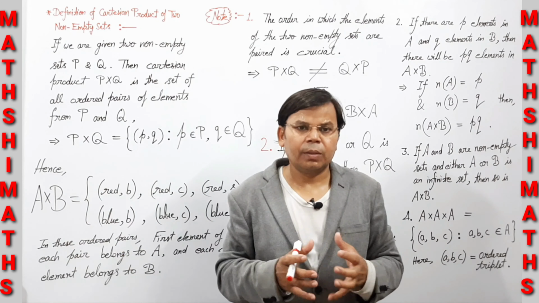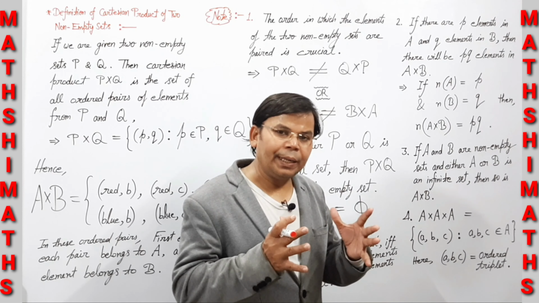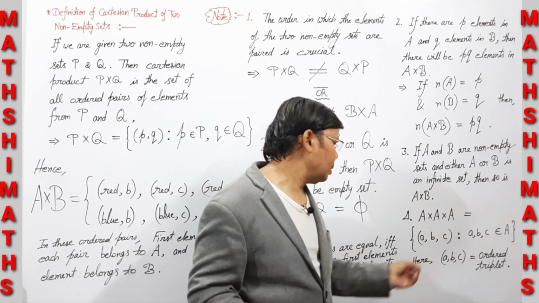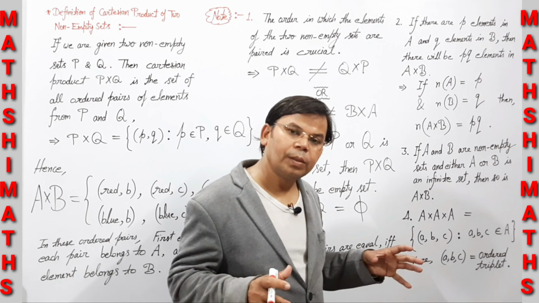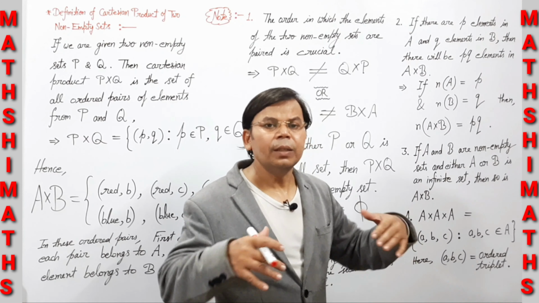If the given set is A, then the Cartesian product of A, A, A will be written in set builder form like this: the set of all A, B, C, which is the ordered triplet. So we can say that it is the set of all ordered triplets A, B, C such that A, B, C belong to set A. This is the representation of the Cartesian product of 3 same sets in set builder form.